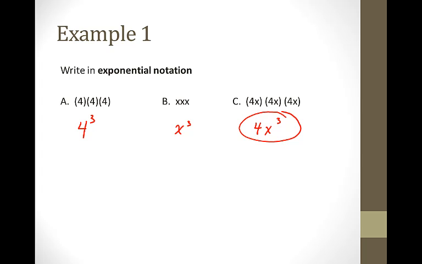So you could say 4 cubed x cubed. That'd look a little weird. Let's just use our parentheses. So we'll have 4x in parentheses quantity cubed. And again, what does this mean? What's the base? 4x. So this means 4x times 4x times 4x.